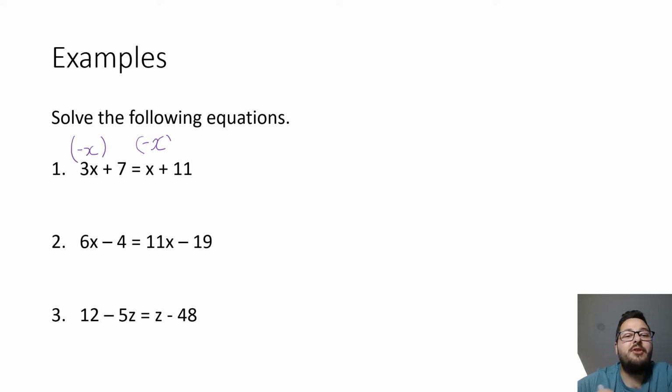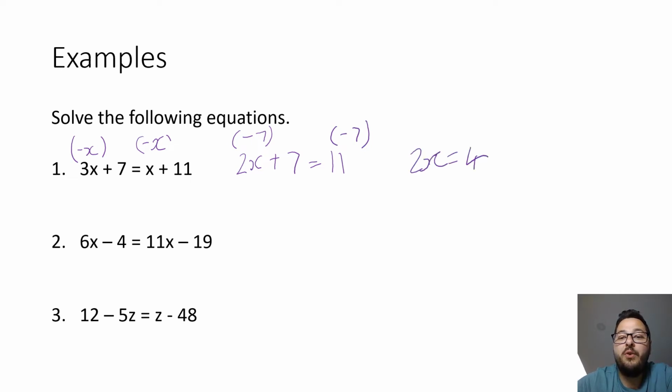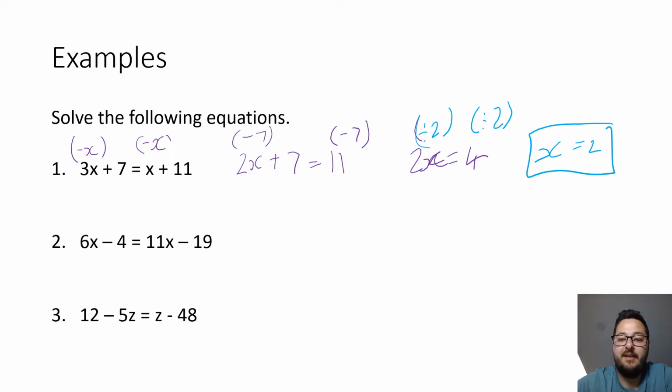So then that's going to give us, well, on the left we had 3x, we're taking away 1x, so we're left with 2x plus 7 equals, well, the x has gone, so it just equals 11. Then we can do our two-step equations from before. So now we want to take away 7 from both sides. So we're going to end up with 2x equals 4. And I should use different colours here really. And then we want to divide by 2. So we end up with x equals 2. Okay. Let's have a look at the next one.